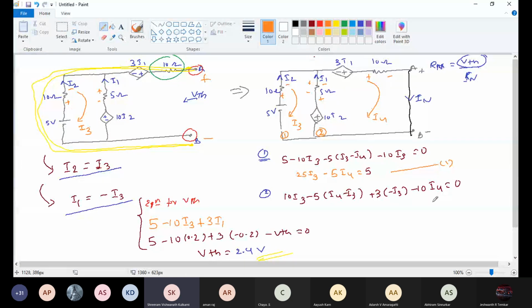Yes, first, 12 I3 minus 15 I4 is equal to 0. Check once. 15 I4. See here, one minute. 10 I2 minus 5 (I4 minus I3).